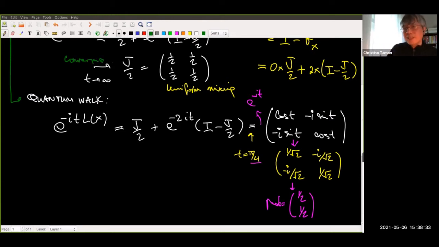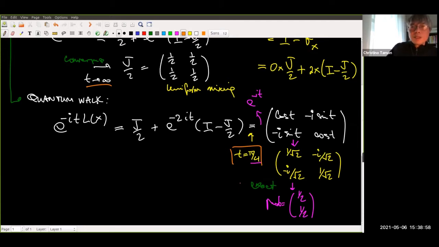So it's only in the limit. But in a quantum case, this is exact. We actually hit this 1/2, 1/2 exactly, right? So there's no convergence here. And moreover, in the classical case, this is infinite time. In the quantum case, it's finite time. Okay. So that's an interesting observation in some sense.